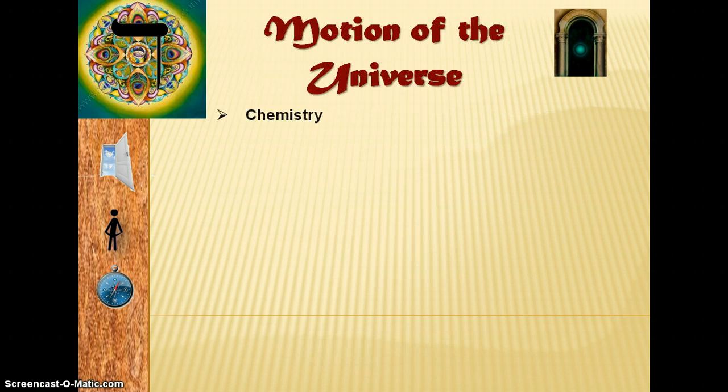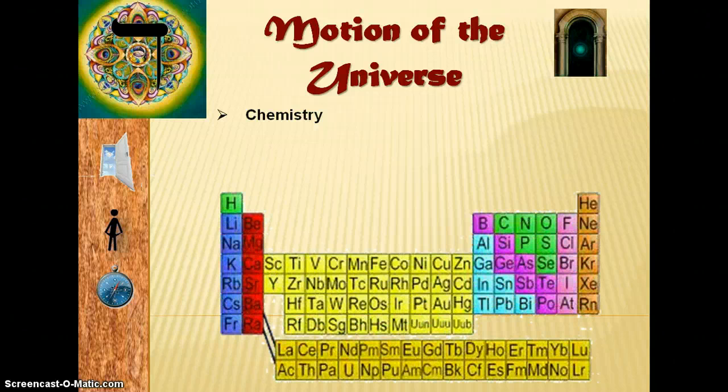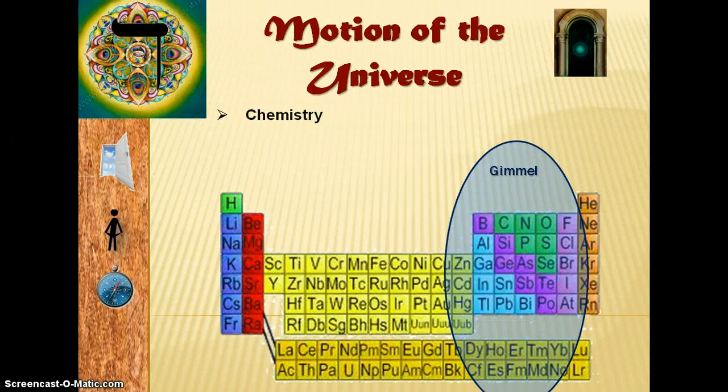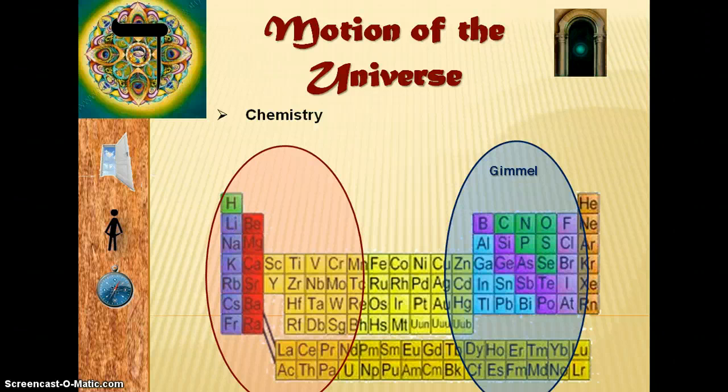Now, when I talk about motion of the universe, there are several examples I can give. In chemistry, we're very familiar with the periodic table of elements. And on one side of the periodic table, we have elements with high electron counts. They represent Gimmel. They are very rich in electrons. On the other side, we have elements that don't hardly have any electrons. They have 1 or 2 electrons. And these tend to be receivers. They are the Dalets of the periodic table.